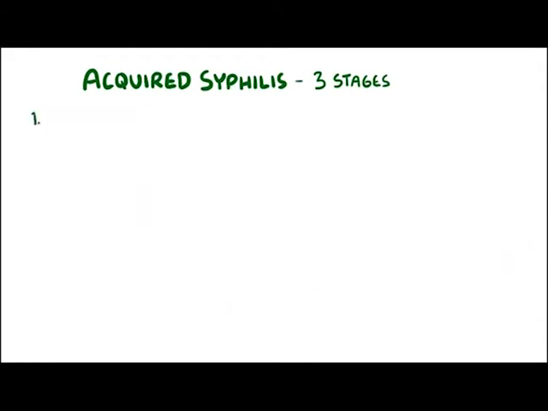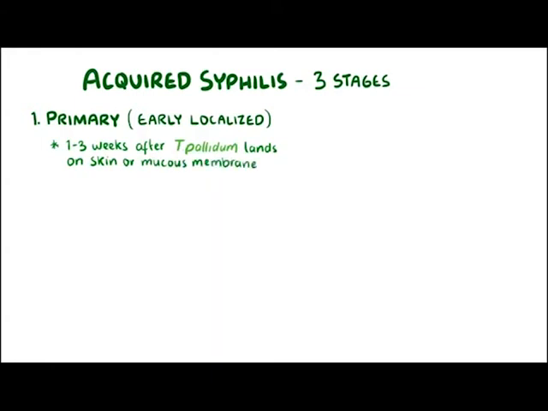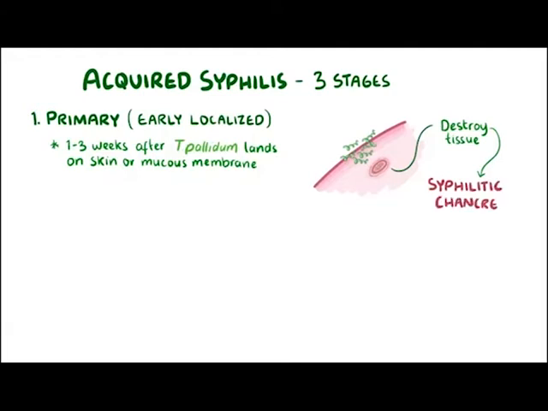The first stage is called primary syphilis, or the early localized stage, and it usually starts 1 to 3 weeks after the T. pallidum lands on the skin or mucous membrane. During this stage, the spirochetes destroy the soft tissue and the skin wherever they enter the body, and that results in the formation of ulcers called syphilitic chancres.